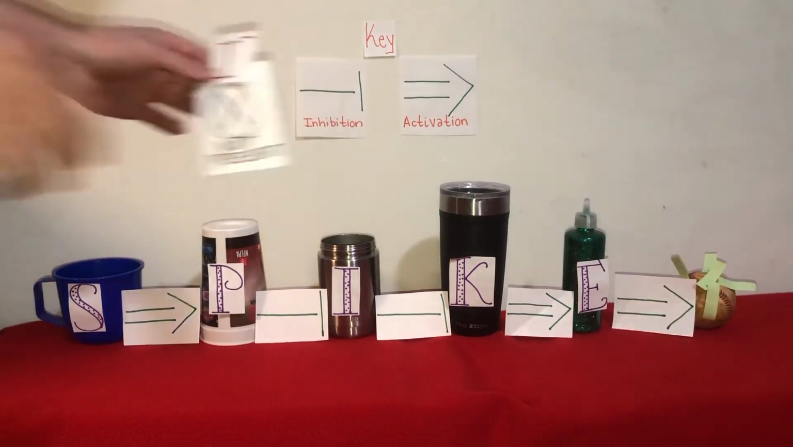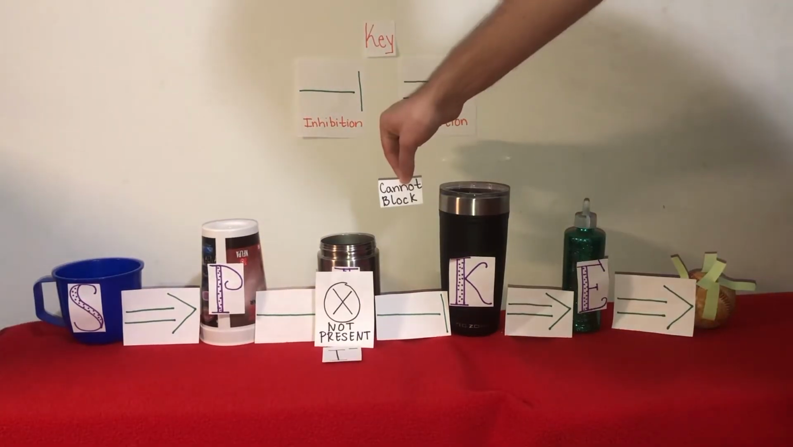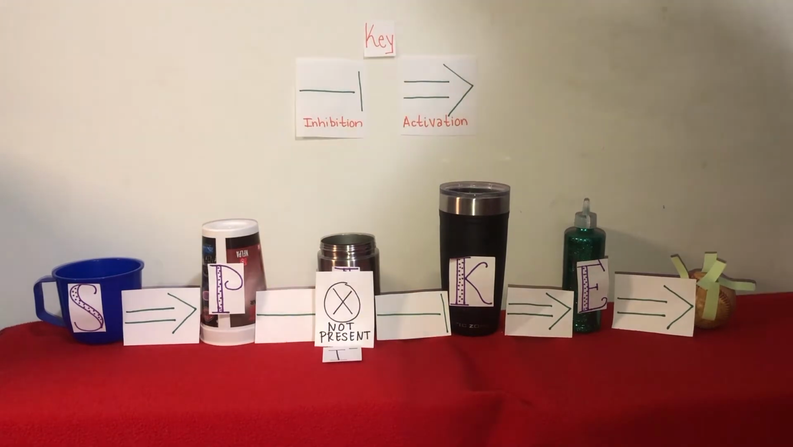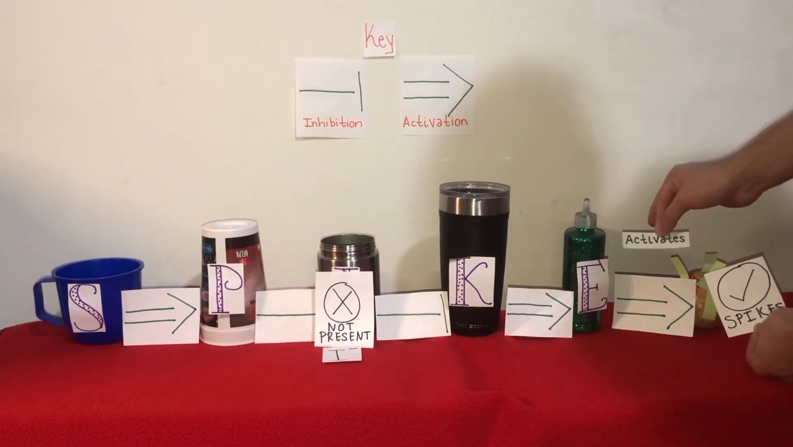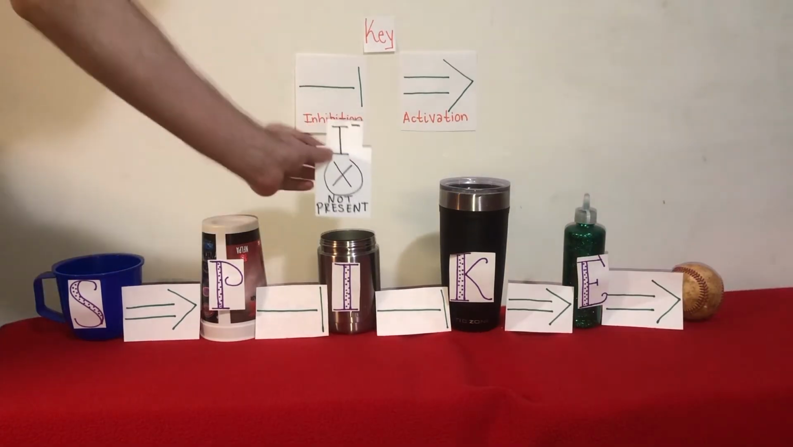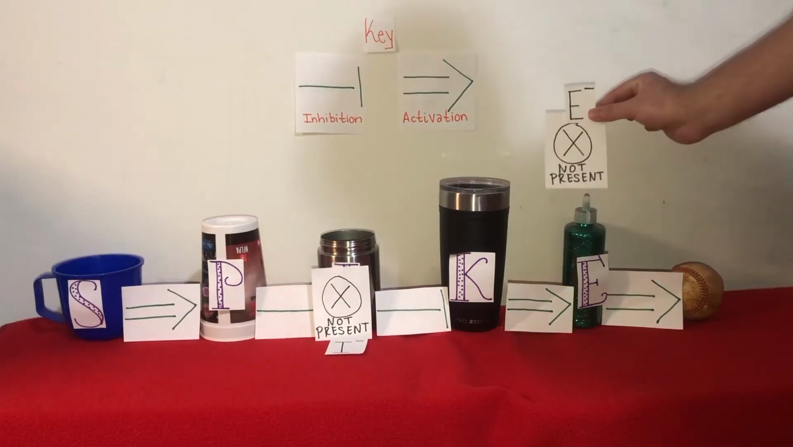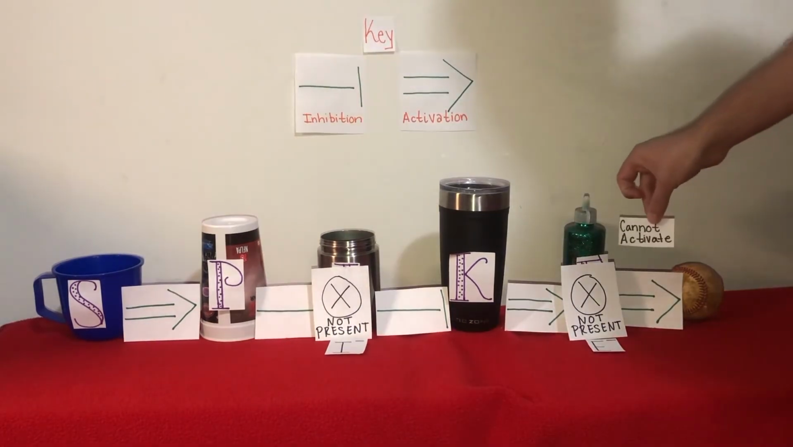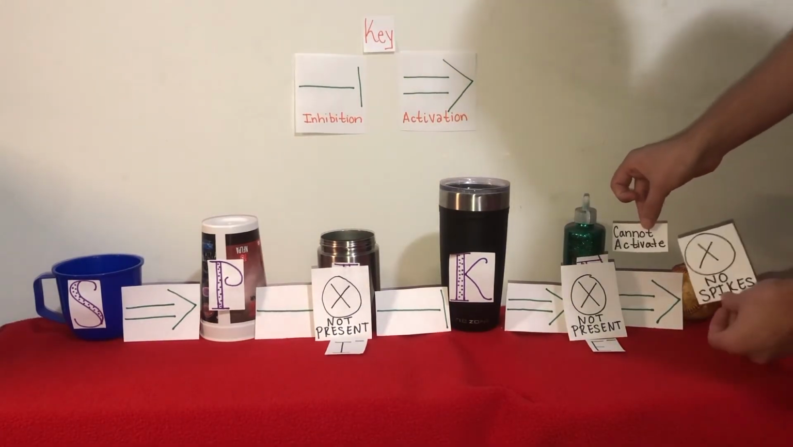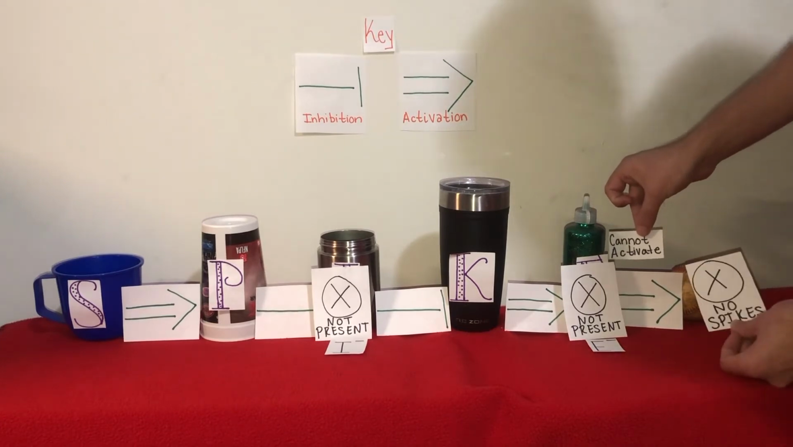In the absence of I, I could not block K, therefore K could activate E, and E could activate spikes on the thorny dragon. Now let's look at what would happen in the absence of I and E. Since I is not present, I would not block K. Even though K would be present, we already have said that E was not present. Since E is not present in the mutant copy, spikes would not be produced.